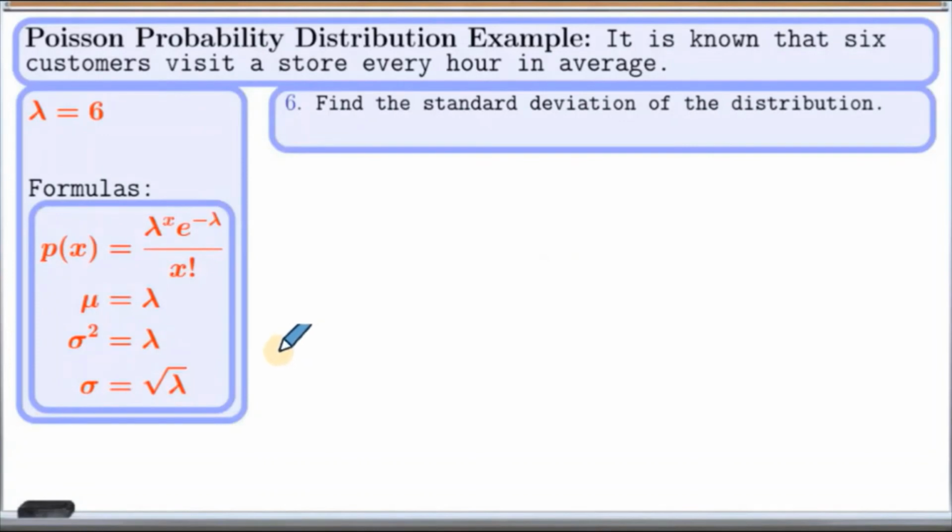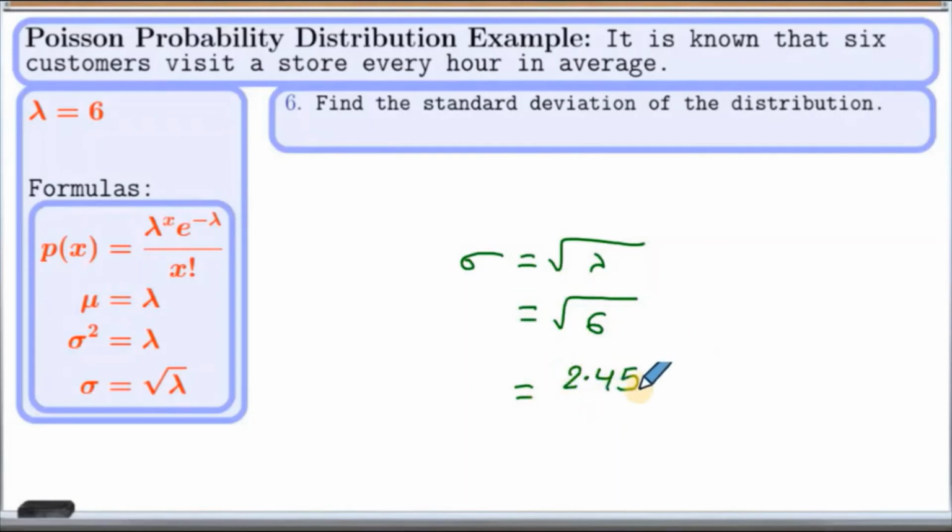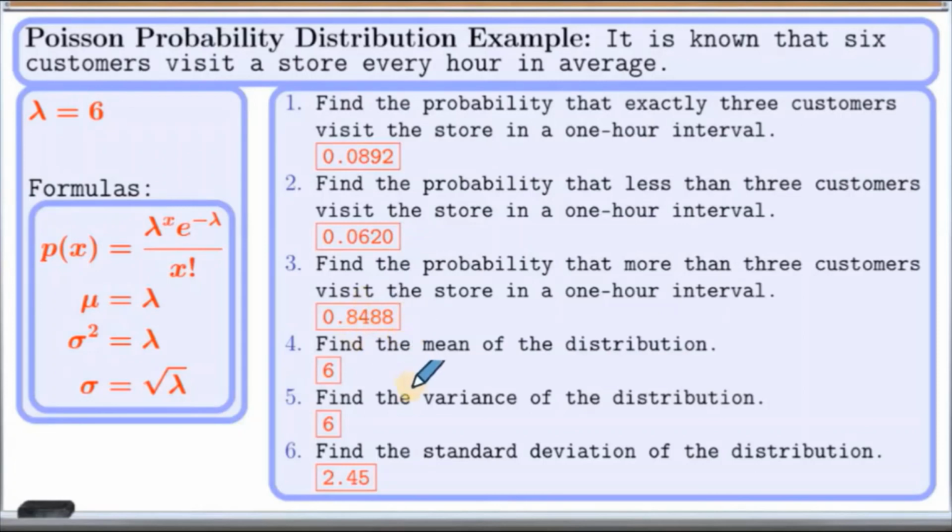Finally, let's look at the very last problem. Here we are supposed to find the standard deviation of the distribution. Standard deviation is the square root of variance, which is just lambda. Therefore, now we know lambda is 6. So square root of 6 is 2.45. So this is the standard deviation. Here I have listed all the probabilities, mean, variance, and standard deviation at one place. And we are done.